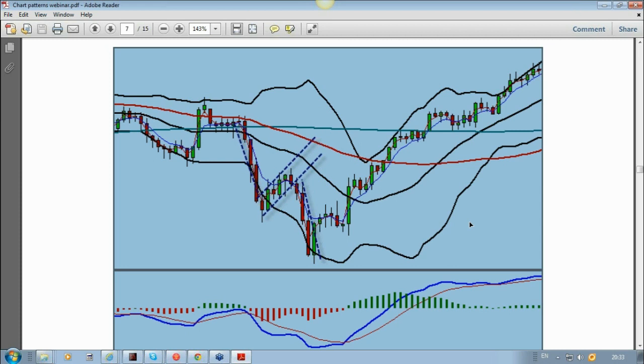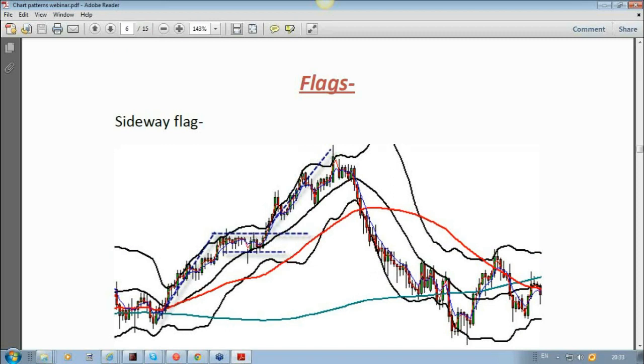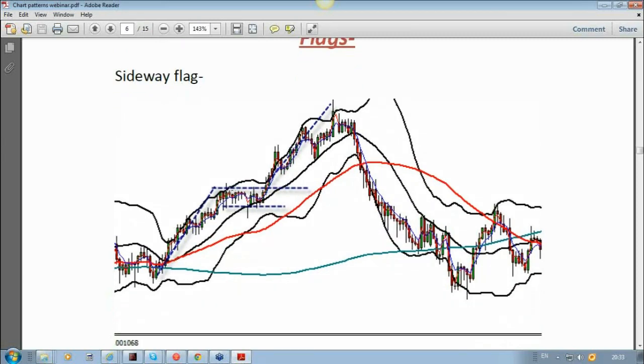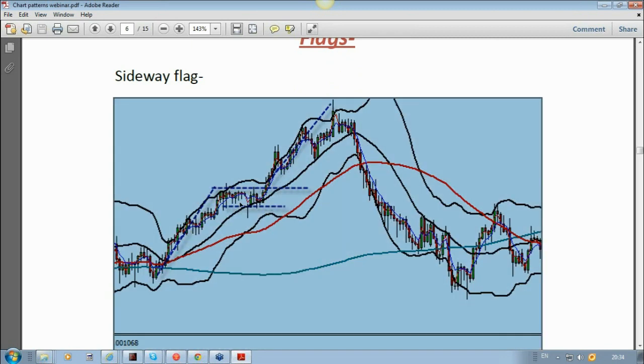Okay, let's continue. Next question. Dave says, had it broken down instead of up, would it have been a double top instead of sideways? Not sure I understand. Forex example. It's a good question, Dave. What would happen if it broke down in this case? If it breaks down, can it be considered a double top? Definitely.